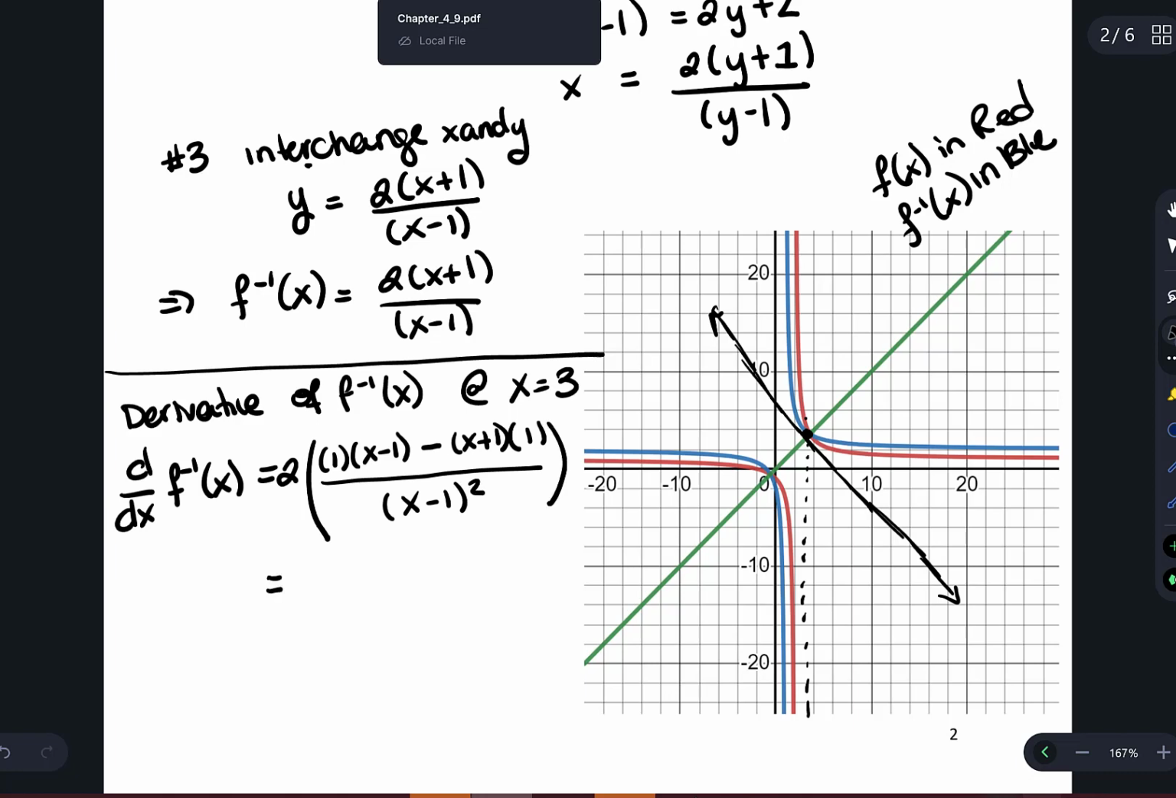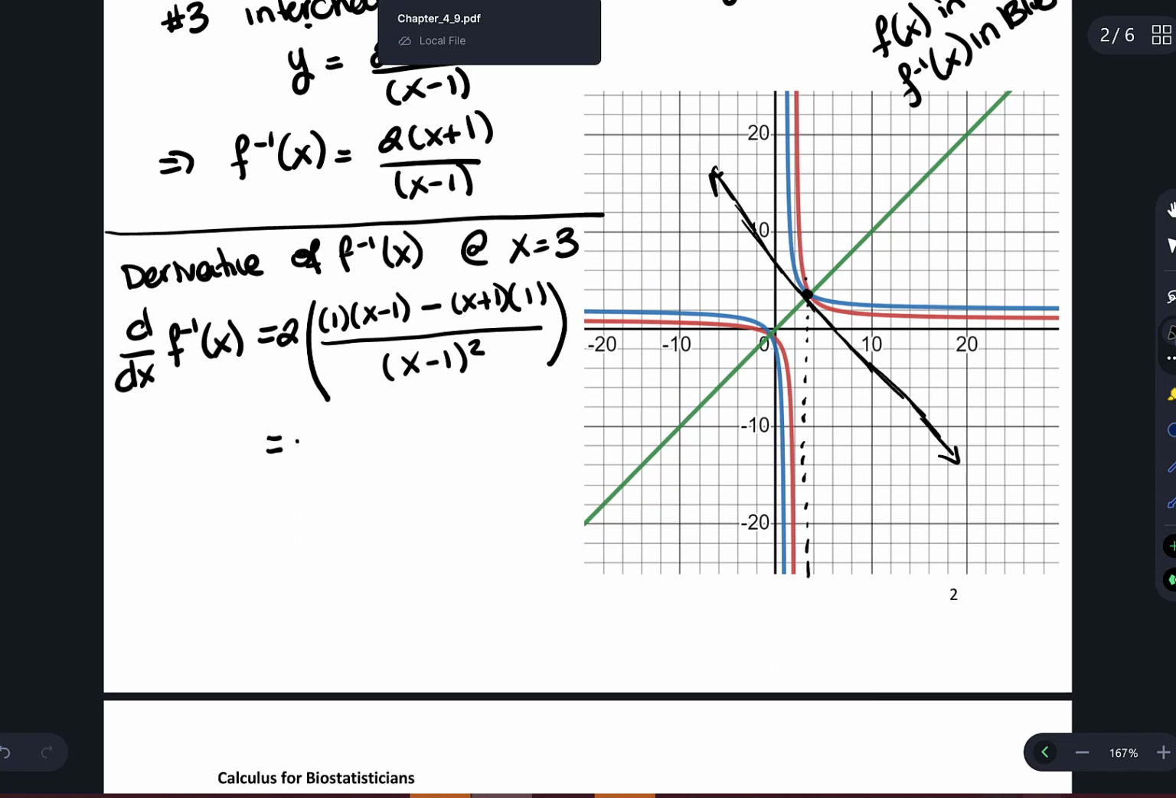So now we're going to go through and we are going to simplify. I'm still going to have my 2 out front. In the numerator I have x minus 1 minus (x plus 1), all divided by (x minus 1) squared.